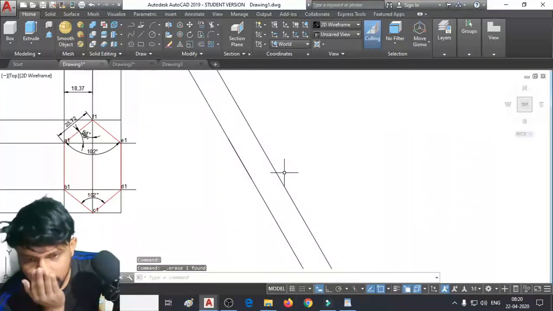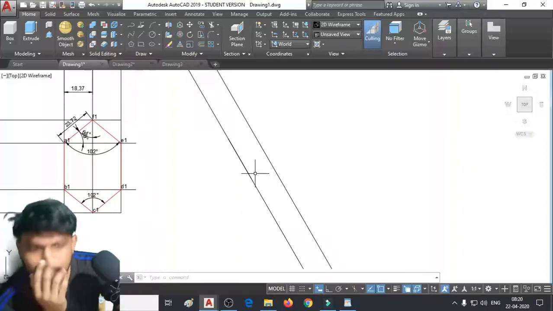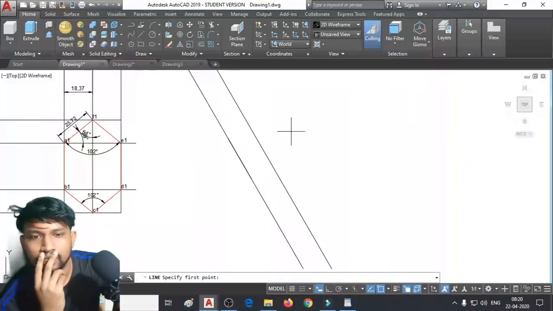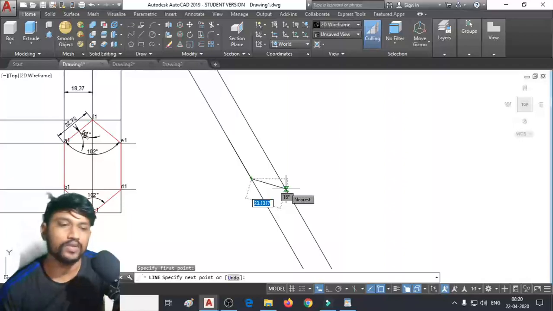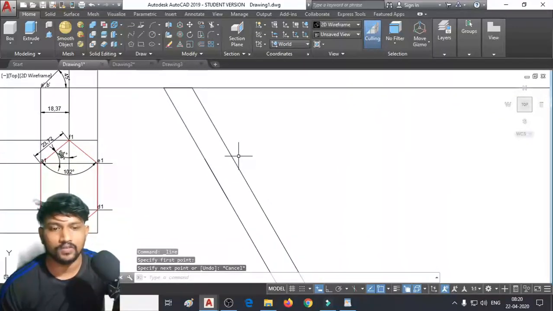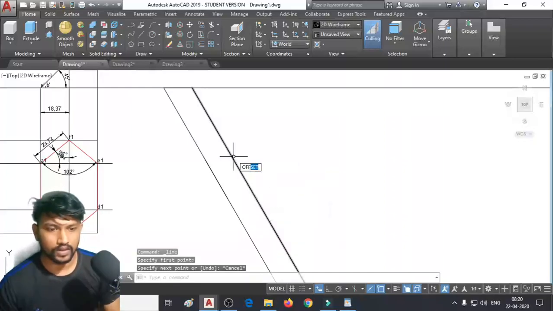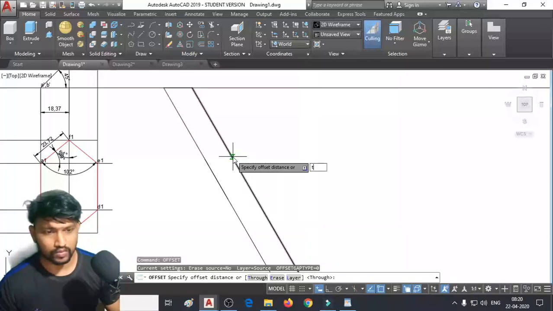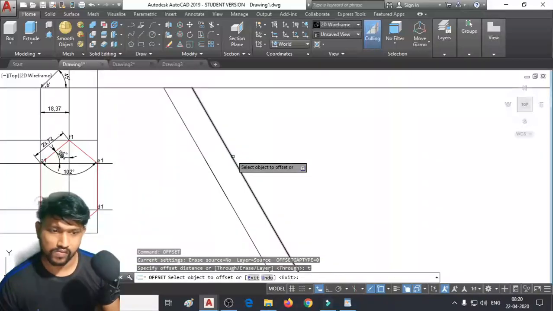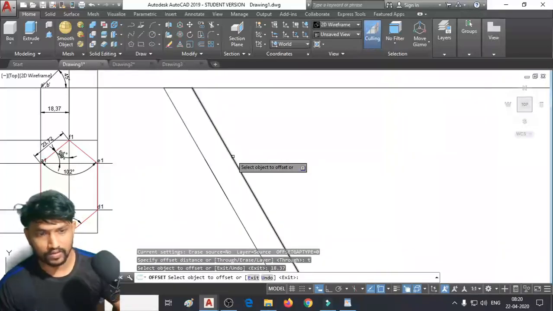Now we need to keep those angles. Line dimension is 23.72. Let me draw another parallel line. Take offset through 18.37.